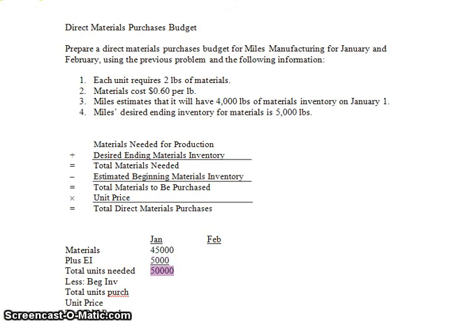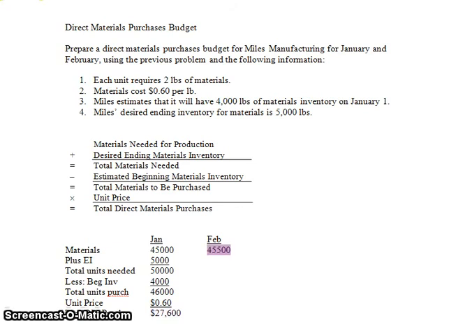Alright, so we need 50,000 pounds of material this month, but we still had some left over from the previous month that is in our beginning inventory, and we're told that we had 4,000 pounds on January 1st. So with that, we really only need to buy 46,000 pounds. The price per pound is 60 cents. So the amount of money we're going to spend on direct materials is $27,600.